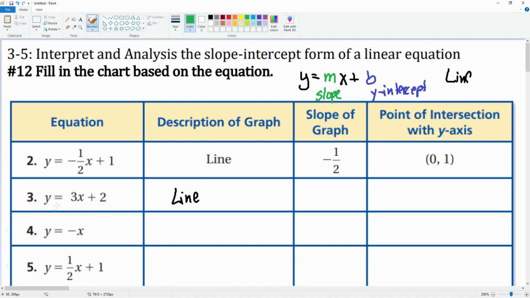Okay. The slope, it is the number in front, so the slope here is going to be 3. The y-intercept here is the number by itself, so that's going to be (0, 2). Please understand all y-intercepts are when the x is 0 and it is a whatever b value. So here it is (0, 2).